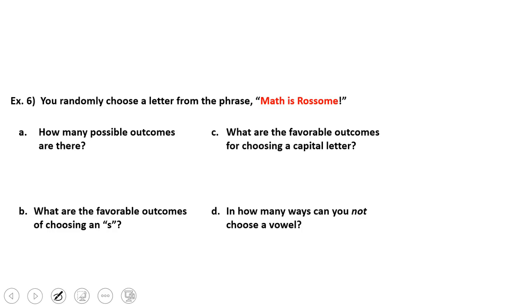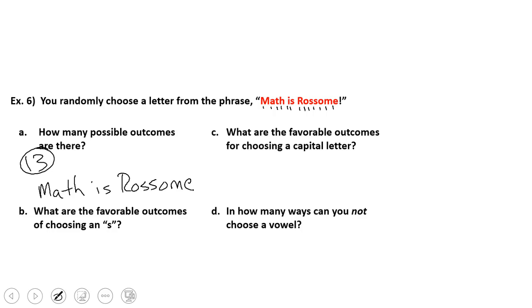All right, so A says, how many possible outcomes are there? Well, I can count 1, 2, 3, 4, 5, 6, 7, 8, 9, 10, 11, 12, 13. There are 13 possible outcomes. What are they? M-A-T-H-I-S-A-W-E-S-O-M-E. Those are the possible outcomes, and there are 13 of them.